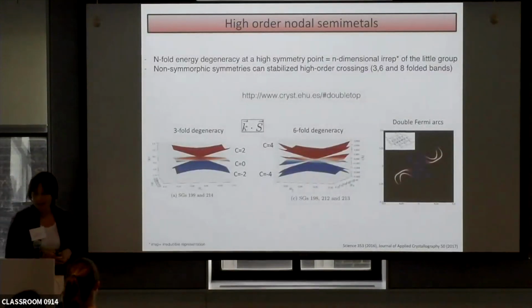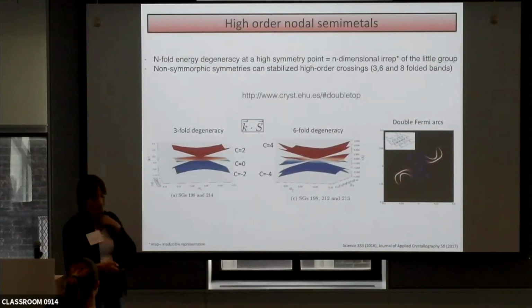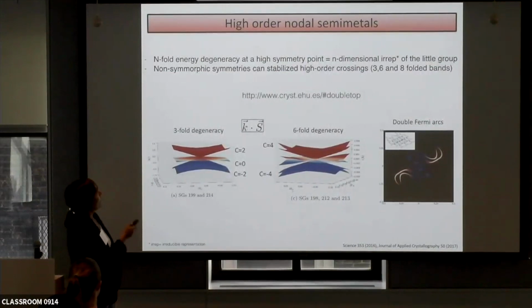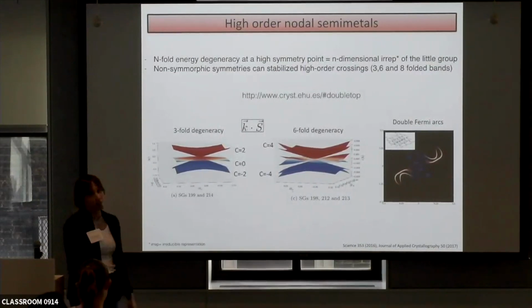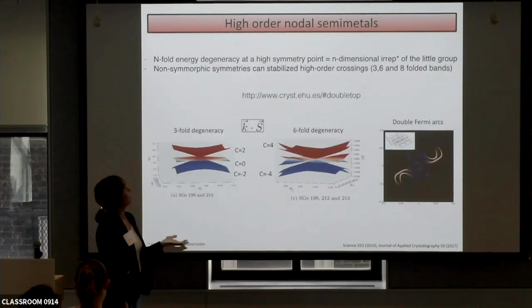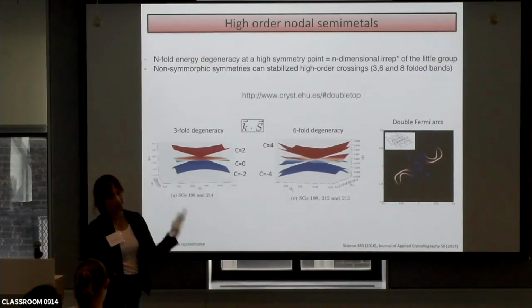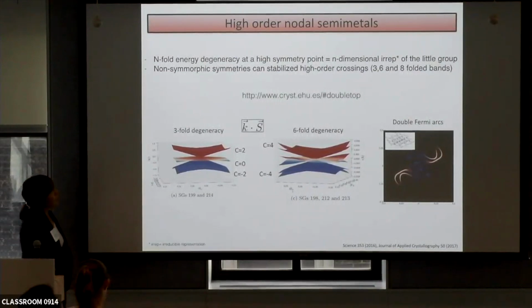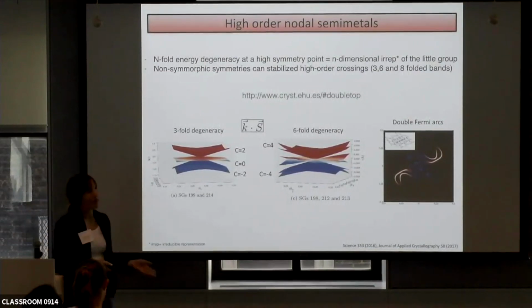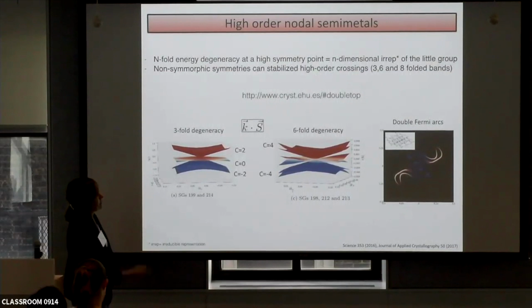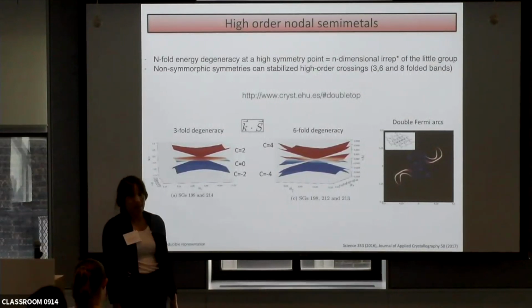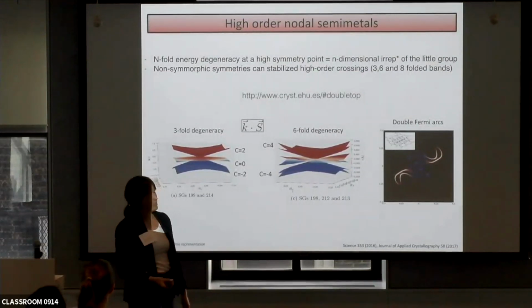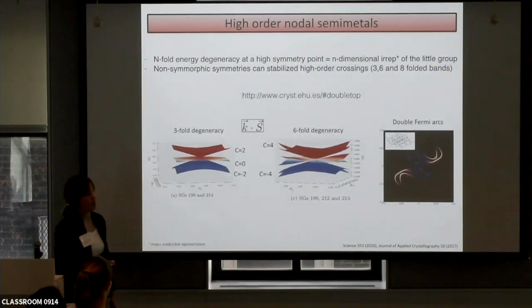So the hope came back again when high-order nodal semimetals were predicted at high symmetry points. We can find high-order nodal semimetals in materials by looking at the n-fold energy degeneracy at the high symmetry points, and this is given by the n-dimensional irreps of the little group. And this is easier to find because if it happens at a high symmetry point, it's always going to be there.